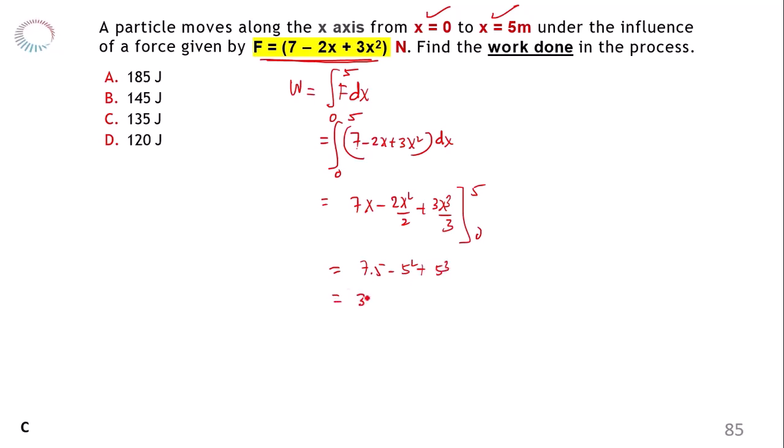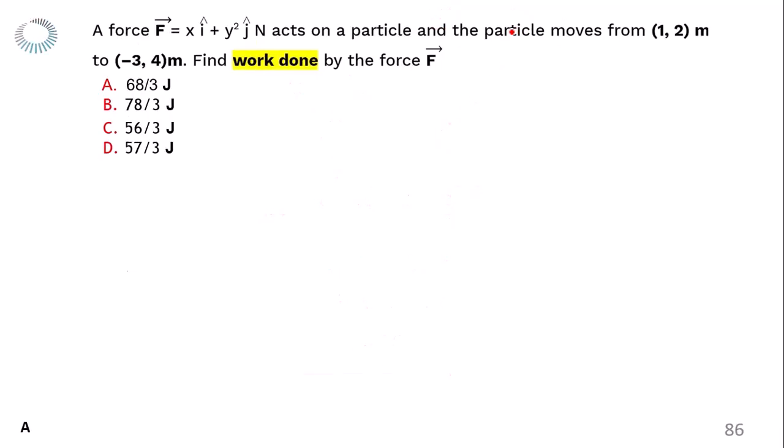So 35 minus 25 plus 125. 35 minus 25 means 10. So 125 plus 10 is 135. So the answer is 135 joule. That is the work done by the variable force while displacing the particle from x equals 0 to x equals 5.